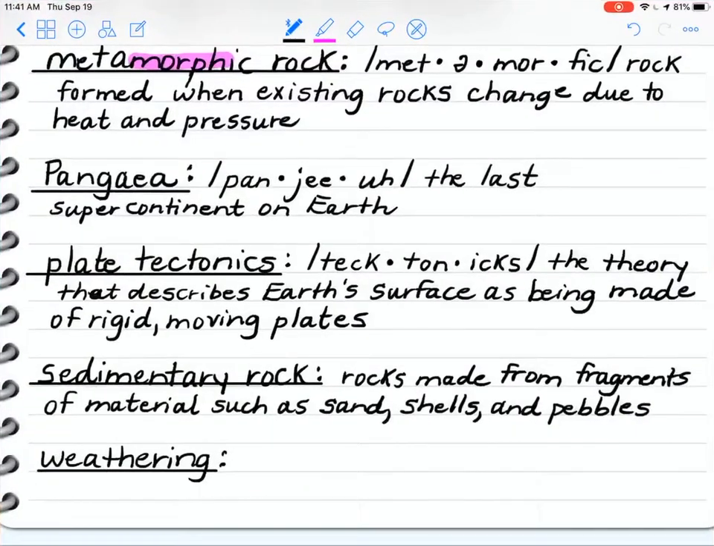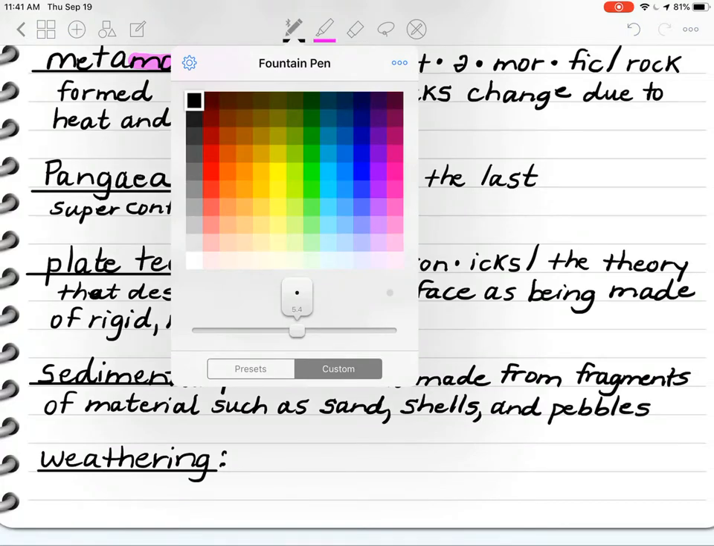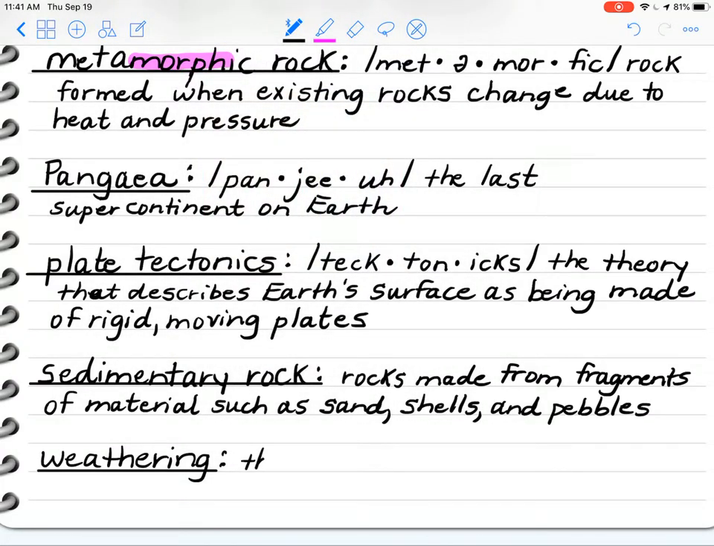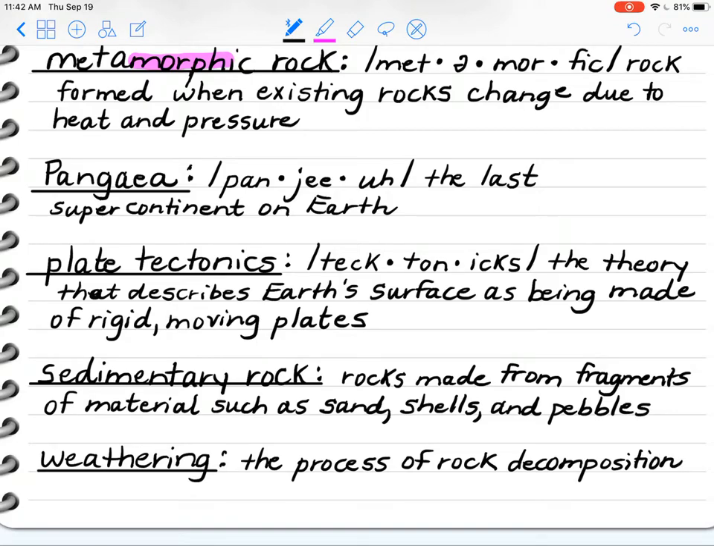The last term, and we'll have this lesson done, is weathering. Remember the picture of the Grand Canyon. It is the process of rock decomposition or breaking down. So weathering happens when it rains, when it snows, and that weather breaks down the rock. The process of rock decomposition.